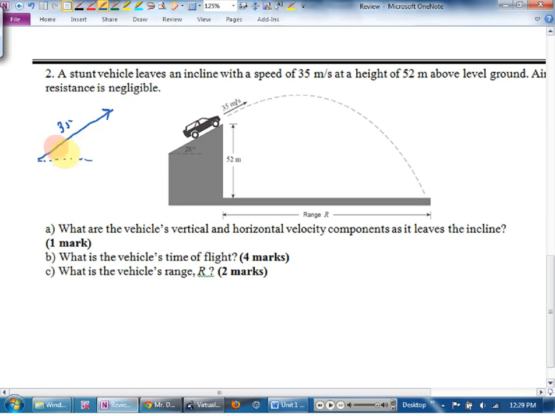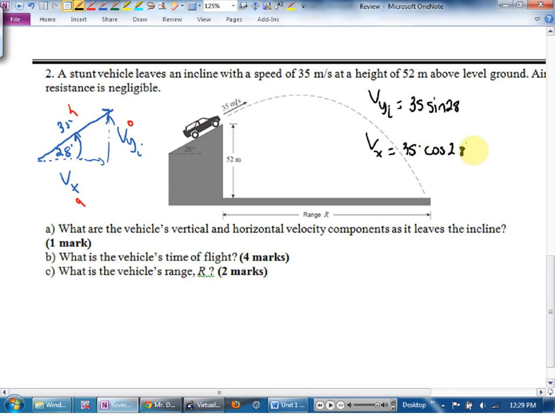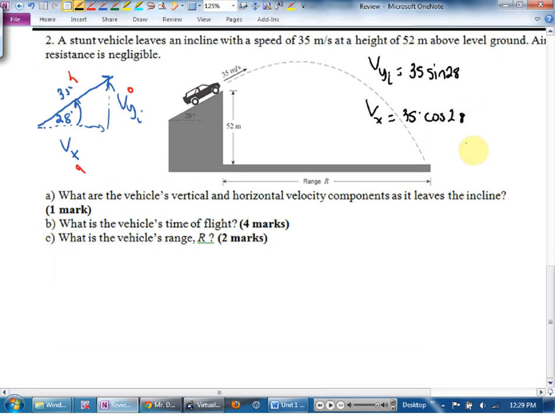I have VY initial and VX. Why didn't I put an initial on the VX? Because the horizontal never changes. Opposite, hypotenuse, adjacent. I think VY initial ends up being sine. In fact, it ends up being 35. I'm cutting corners here, but Melissa, if that's okay. 35 sine 28. And I think VX ends up being 35 cos 28. Horizontal, vertical, and I've already answered A.